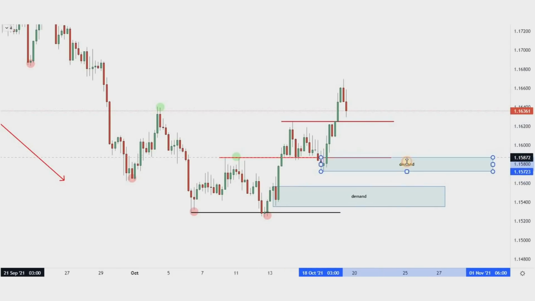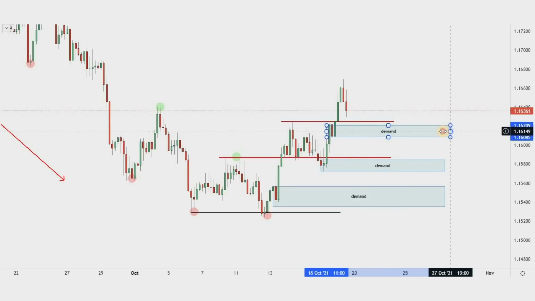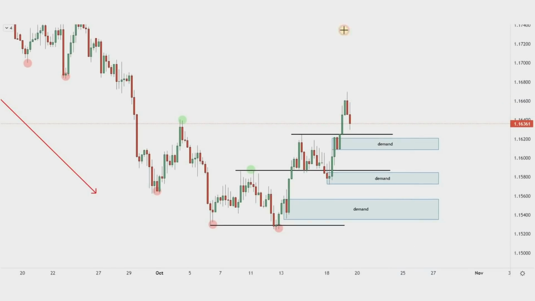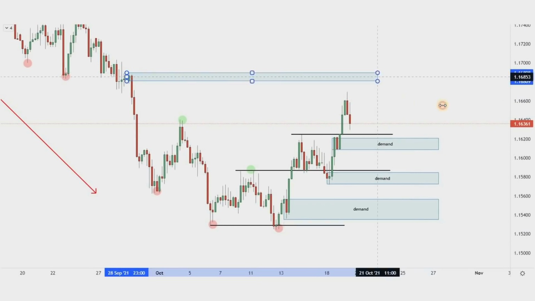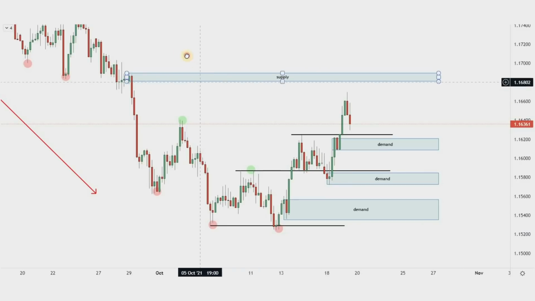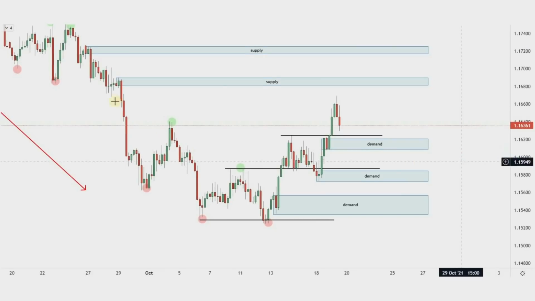We found two of them, the first near the previous higher high, and the second at the previous higher low. Both zones have a high probability of success. After defining the potential entry levels, we are going to define the potential take profit zones. We have two supply zones that are clear and well defined.